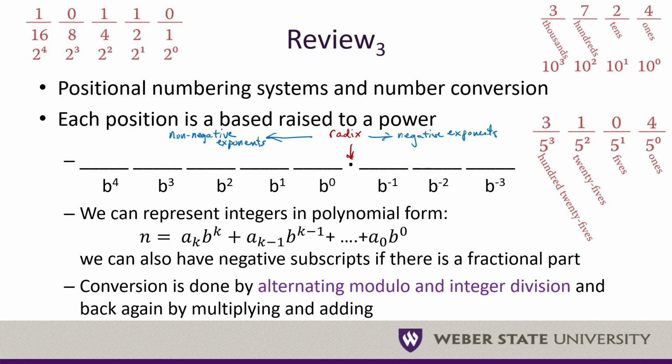So the radix becomes an inflection point where everything goes from big positive down to 0. And then the radix tells us where we start getting negative exponents, or where we're dividing by a power of the base raised to something. And then each digit here becomes some digit from 0 to b minus 1.